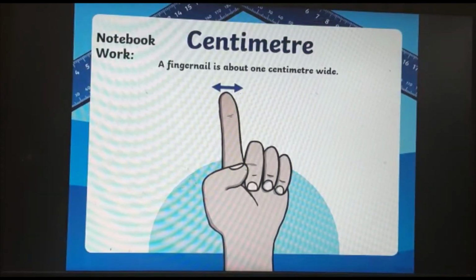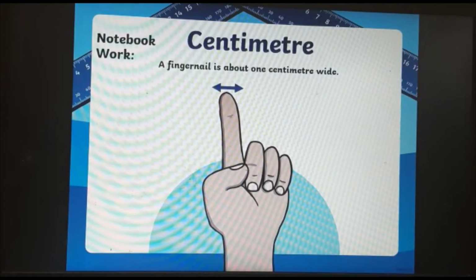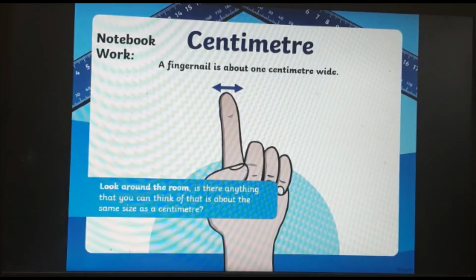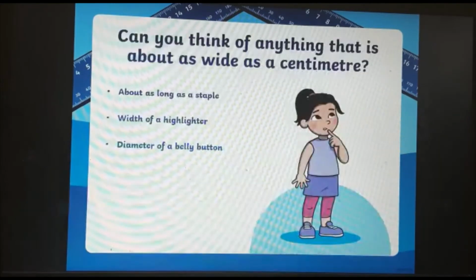Okay, centimeter. Check your fingernail. How wide is it? It's just about 1 centimeter wide. Again, I'm using the word about because it's not exact. Everybody has a different size of fingernail, all right? Now, I want you all to look around the room. Is there anything that you can think of which is about the same size as a centimeter? Think and write about that thing.